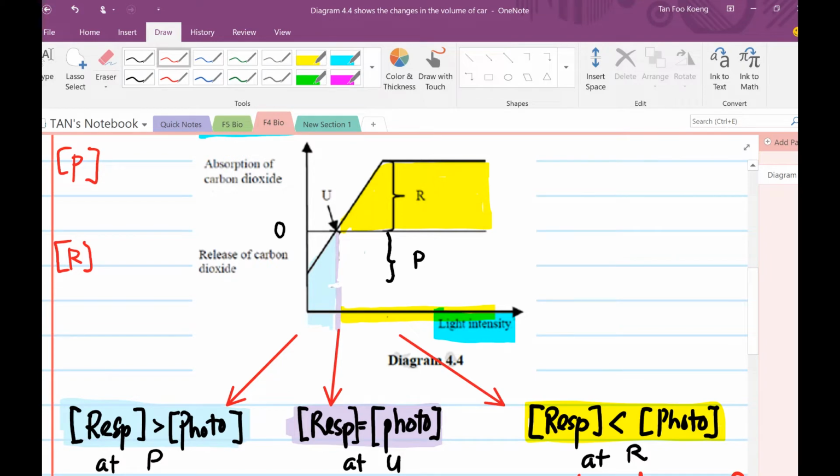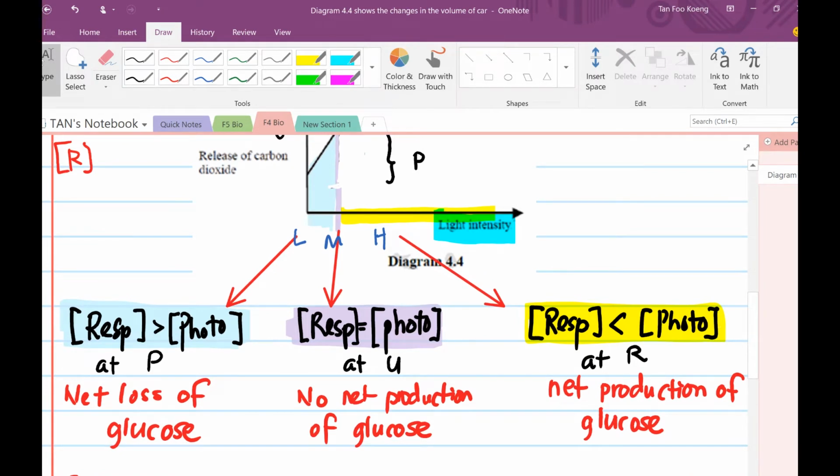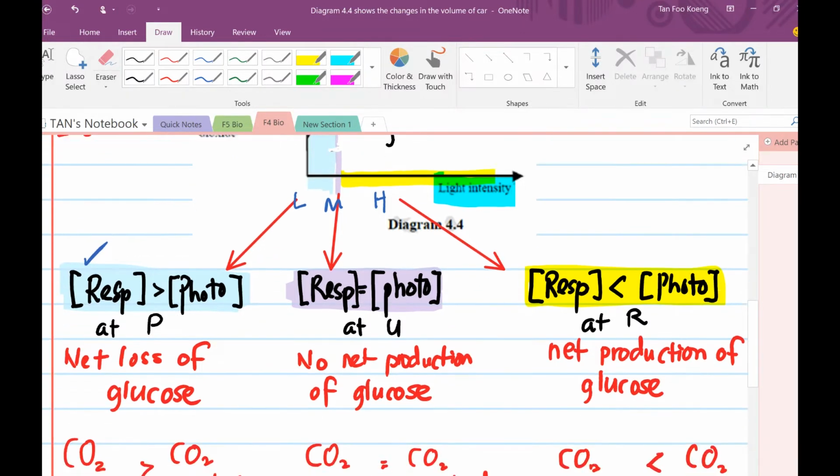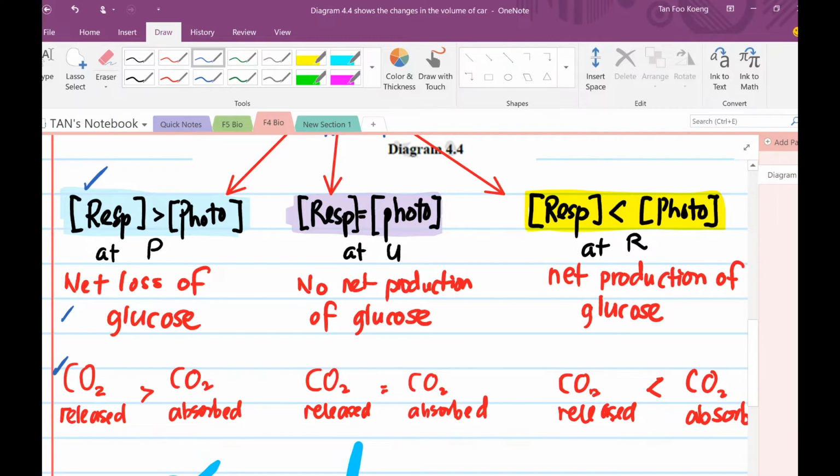So the light intensity can be divided into three types here. Number one, the light intensity is very low. Number two, it's medium, and number three is high. Alright, so what happens when the light intensity is low? When there is no light, or when the light intensity is low, the rate of respiration would be greater than the rate of photosynthesis. As a result, there is a net loss of glucose, because glucose produced by the photosynthesis will be used up by the respiration. As a result, the CO2 release is greater than the CO2 absorbed.